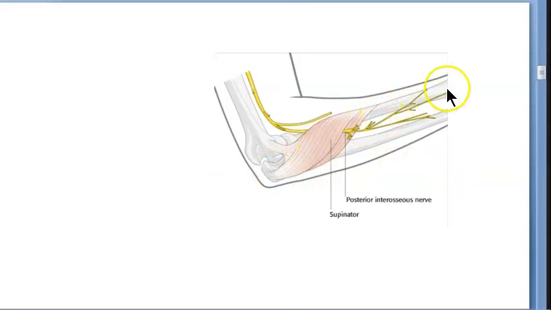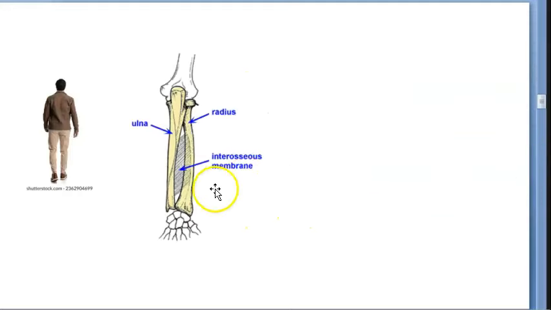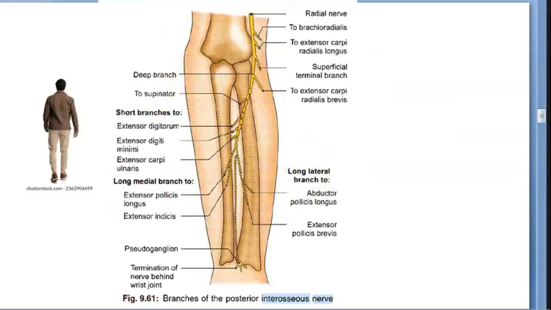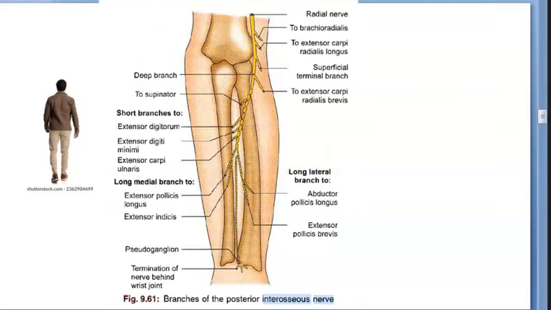And then it ends in a pseudo ganglion in the fourth compartment of the extensor retinaculum. So let's look at that now. Here they have shown you it ends as a pseudo ganglion, that means it's not a real ganglion. Behind the wrist joint it will terminate. It will not go beyond your wrist joint. Remember, this nerve will just terminate there, as a pseudo ganglion in the fourth compartment of the extensor retinaculum.